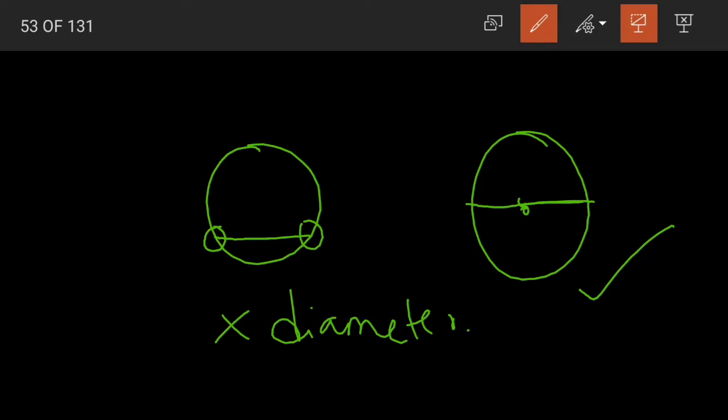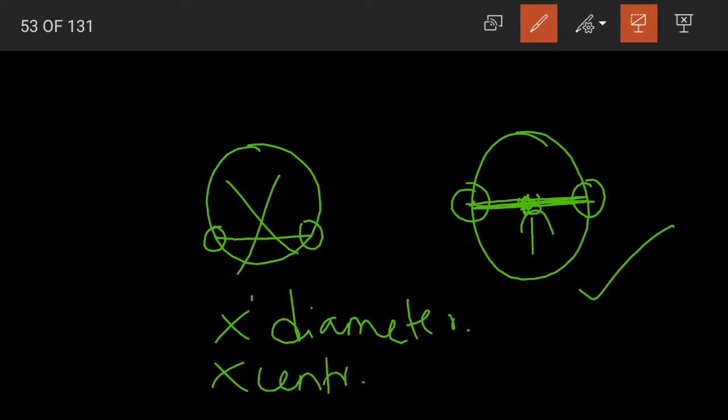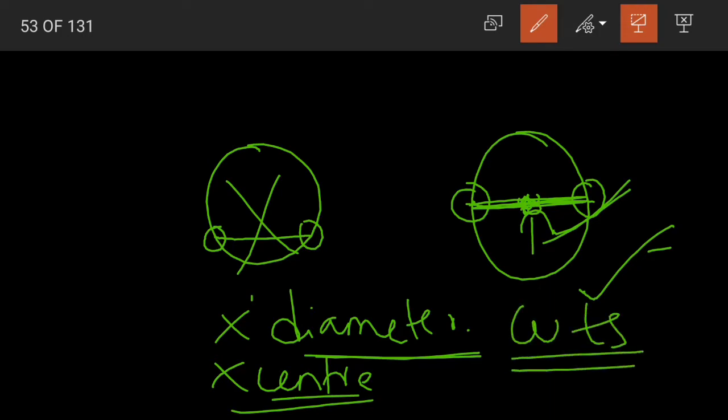What is diameter? Diameter is a line segment passing through the center of the circle, and also both the endpoints are on the circle. It touches the circle on both the endpoints. Is this clear? This is not a diameter. Why? Because it is not passing through the center of the circle. As here it is passing through the center of the circle, it is called diameter. And what does diameter do? Diameter cuts our circle in half. Again, let us revise. This is the center.